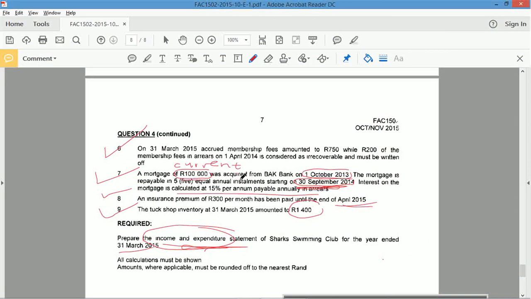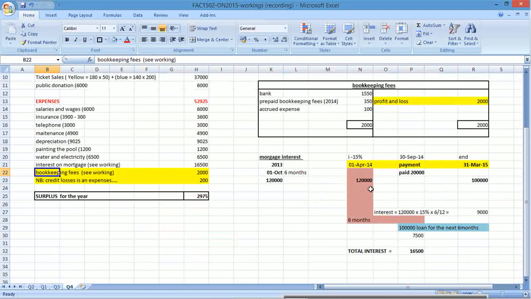Mortgage of 100 was acquired from B on that date. The mortgage is repayable in 5 equal annual installments starting on that point. Okay, so that's the point that you would have started the payments. The interest on the mortgage is calculated at 15% per annum, payable in arrears. Okay, so this is when you're going to start paying off the loan. Right, so that's one view. You can view it as that.